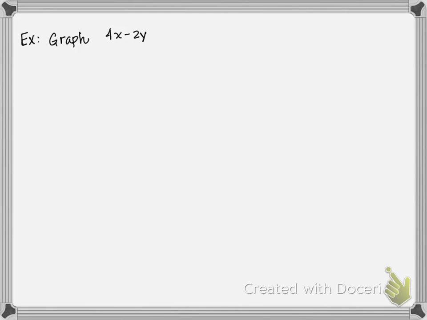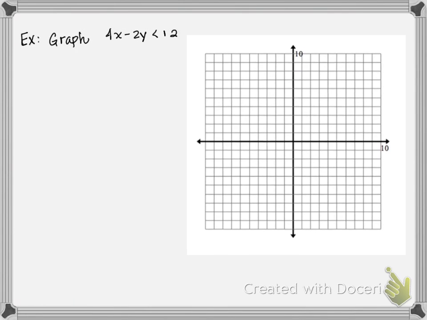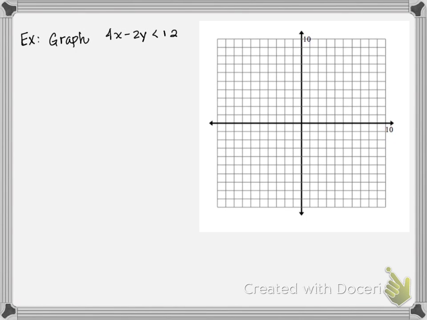Minus 2y is less than 12. So the first order of business is to graph that boundary line, right? So we need a line that separates all of the solutions from all the non-solutions. And that boundary line exists where the two sides of the equation are equal. So we can find that boundary line by graphing an equation. So we're going to start by graphing the boundary line.